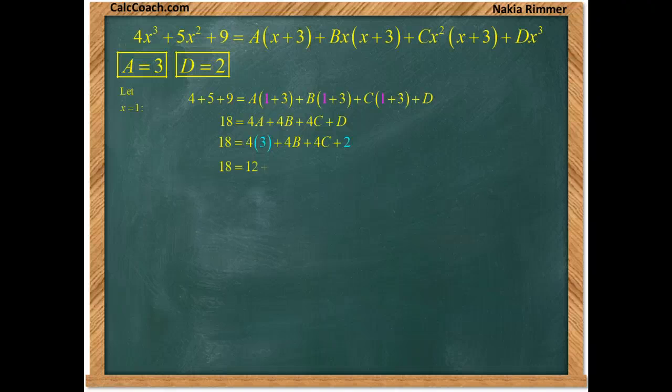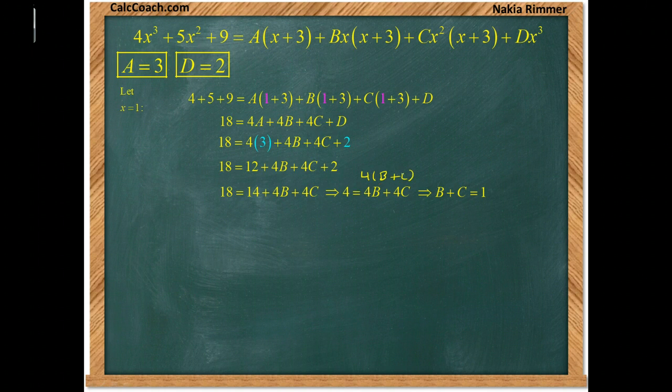4 and 3 is 12. We have the 12, we have the 2. We put that together, we have a 14. Move the 14 over to the other side by subtracting it. And we can, at this point, basically factor out the 4. All the 4's kind of cancel out. And it basically tells us that B plus C should be equal to 1. Okay with that? So factor out the 4 from everywhere. We have B plus C, and then we have 4 equal to that. We divide by 4. And then we end up with B plus C is 1.